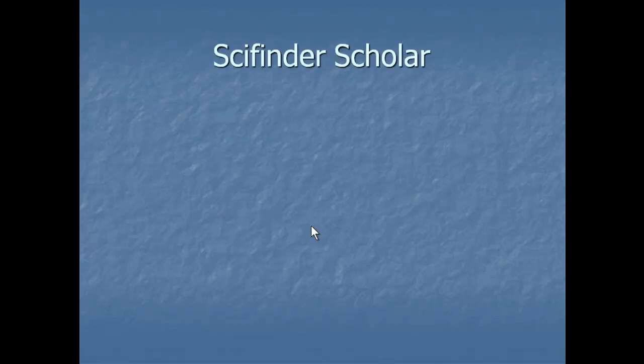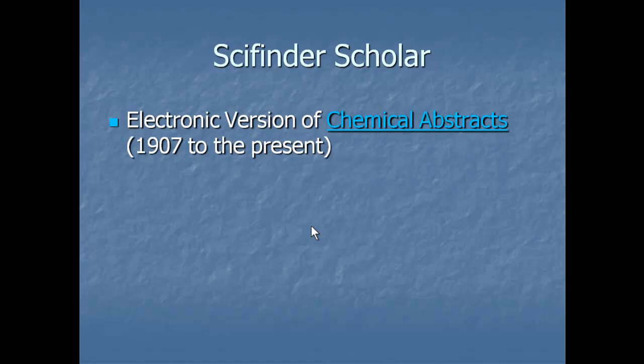Okay, SciFinder Scholar. That's the electronic version of Chemical Abstracts from 1907 to the present. So Chemical Abstracts made transitions through the years based on the information technology that was available at that time. For many years it was only available in print, but then it became available electronically, and I think it was 1999 at NJIT that we first got access to SciFinder Scholar.